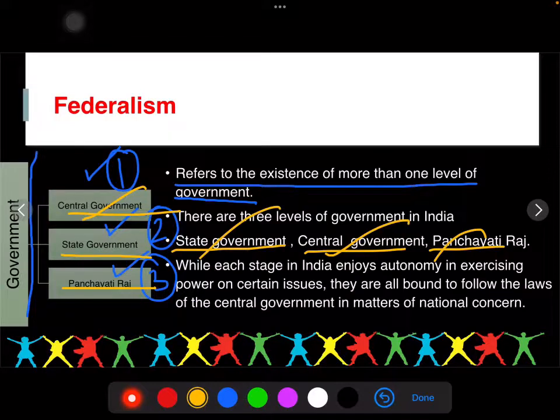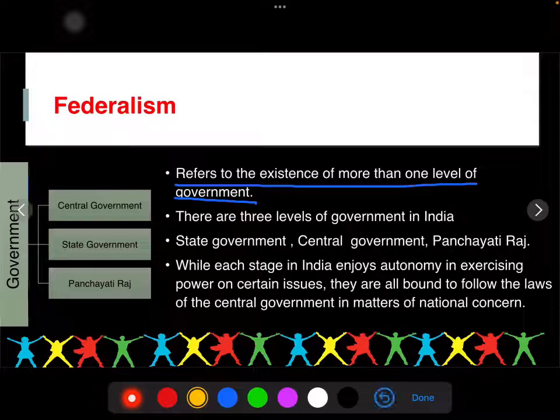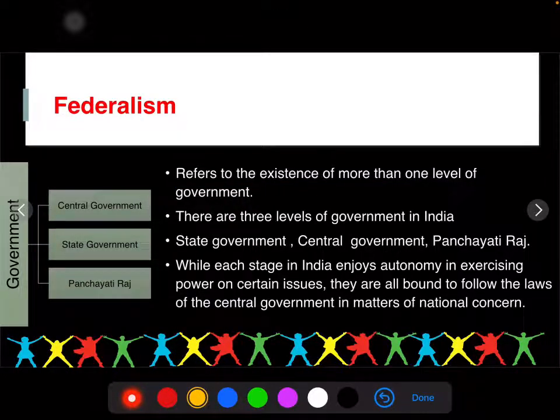While each state in India enjoys autonomy in exercising power on certain issues, they are all bound to follow the laws of the central government in matters of national concern. Autonomy is nothing but freedom, we can say.